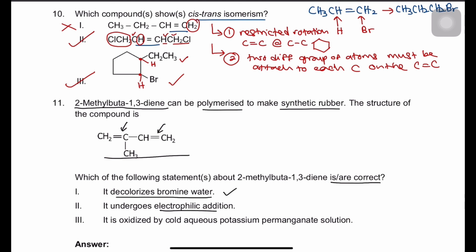Next, it undergoes electrophilic addition. Yes, that is very special for carbon-carbon double bonds. And can it be oxidized by cold aqueous potassium permanganate solution? Yes, it can undergo the Baeyer test. It gives a positive result for the Baeyer test. So the answer for 11 is all 3: 1, 2 and 3.